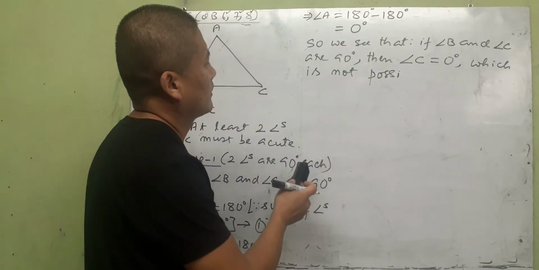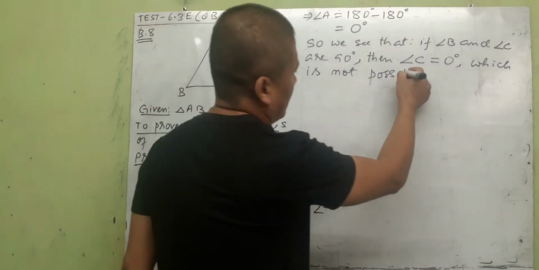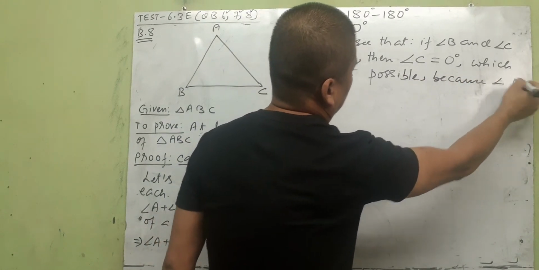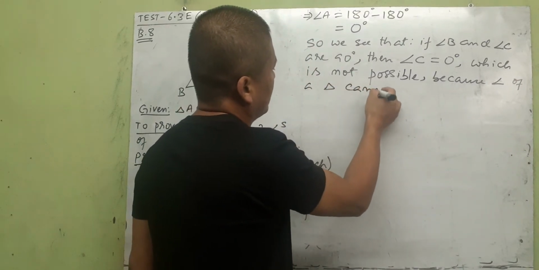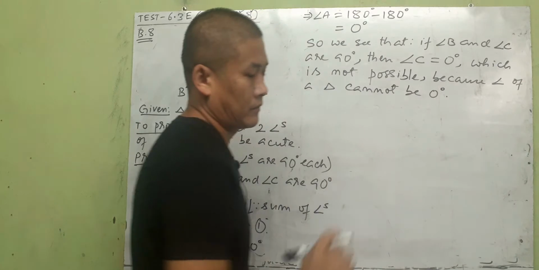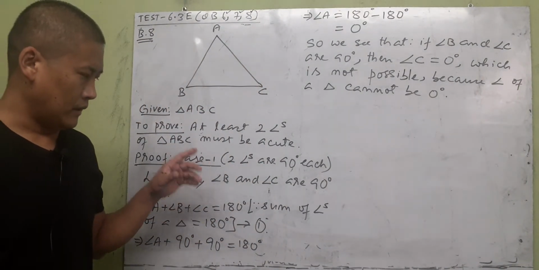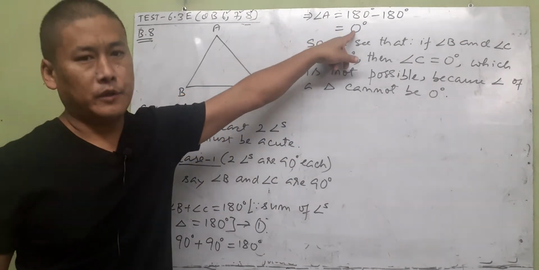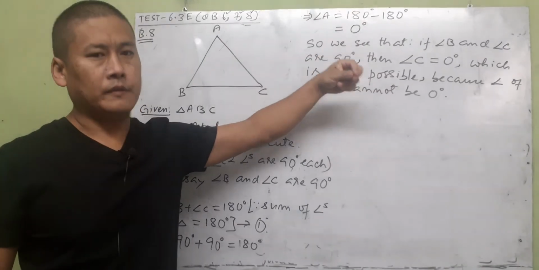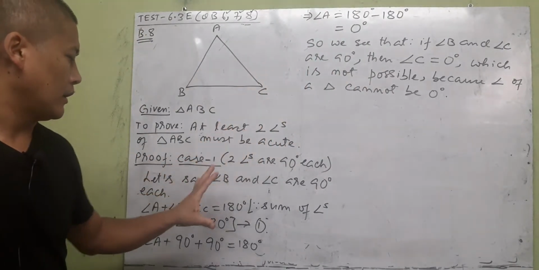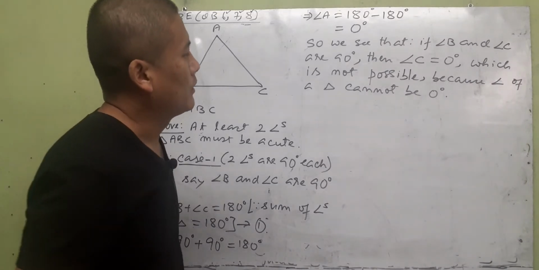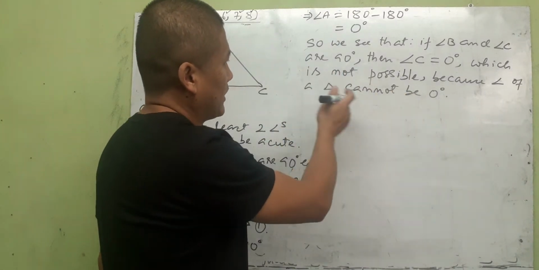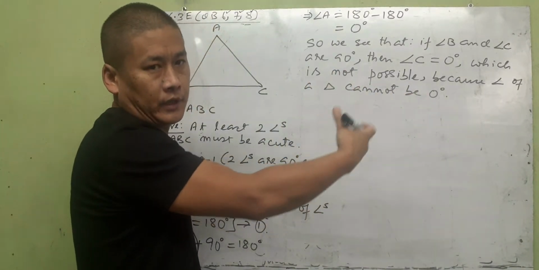Which is not possible, if you want to write like that, because an angle of a triangle cannot be 0 degree. So this assumption is wrong, that in any case 2 angles of a triangle can never be 90, because if such is the case, the third angle is coming out 0 degree, and we know that a triangle cannot have a 0 degree angle inside. So this is not possible. Because an angle of a triangle cannot be 0 degree, this contradicts our assumption. So this does not agree with the condition of a triangle.